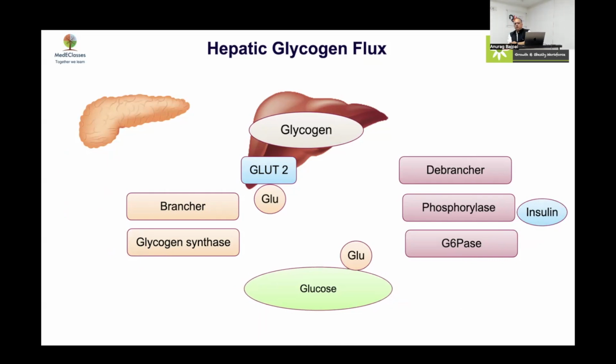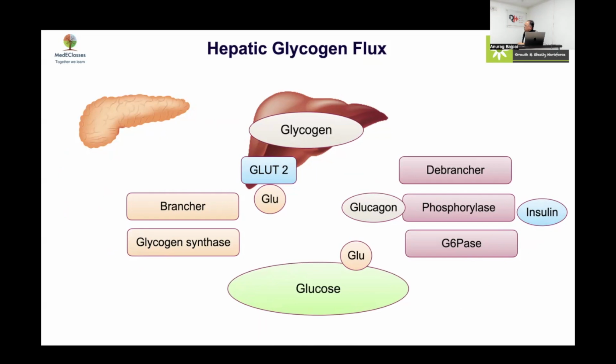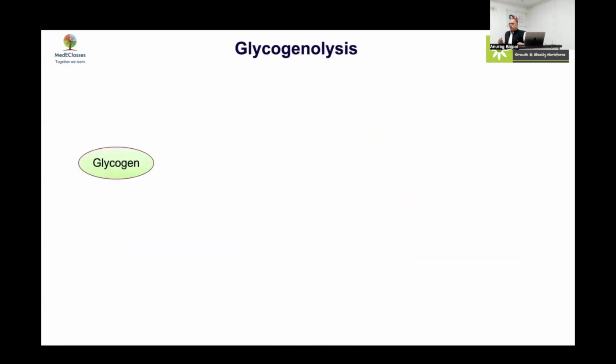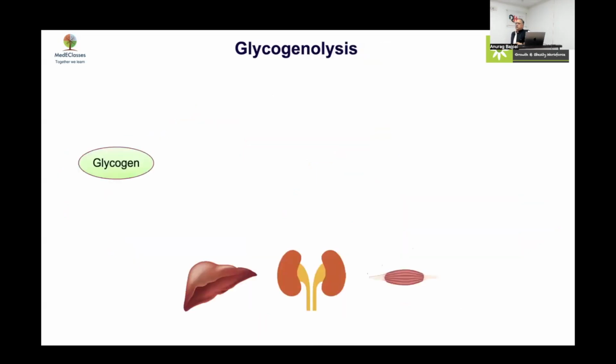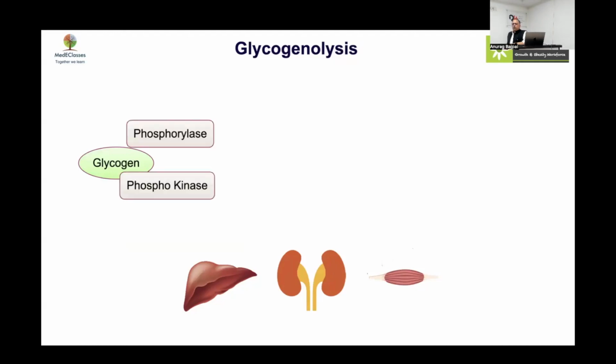That is why in hyperinsulinism you will have hepatomegaly because of glycogen storage. Glucagon has a lot of effects, but the major effect of glucagon is glycogenolysis. So it is going to release glucose from that perspective and produce more glucose. Now, glycogenolysis is the process in which glycogen is broken down into glucose. The three major organs where glycogen is stored are the liver, the kidneys, as well as the muscles. It is converted via phosphorylase and phosphokinase to limit dextrin.